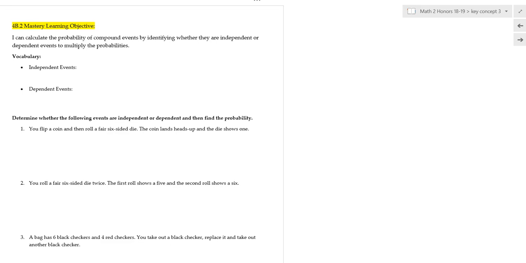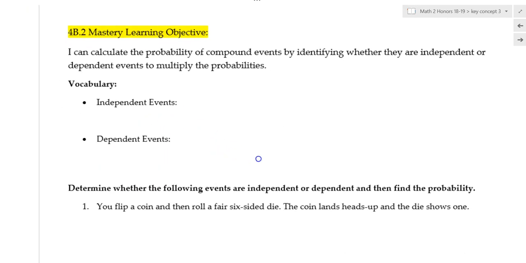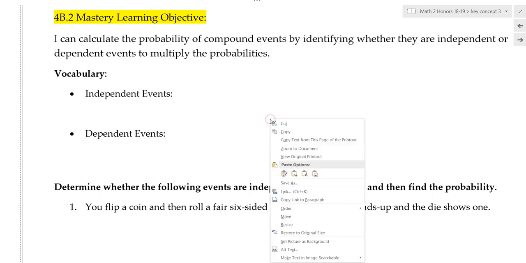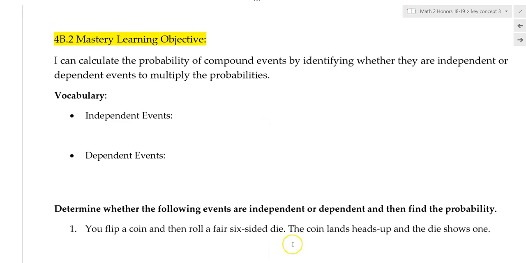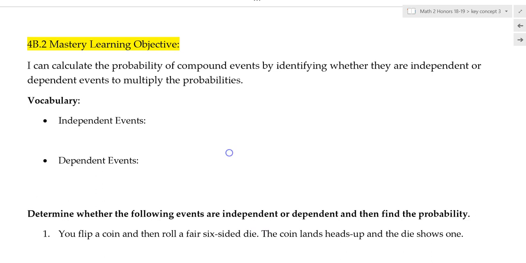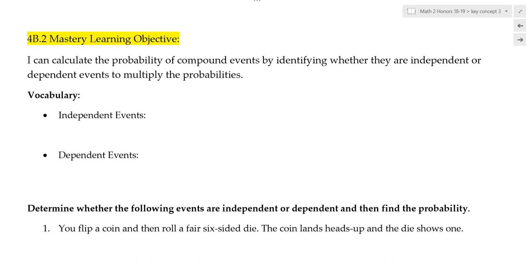All right, we are now looking at 4B.2. I can calculate the probability of compound events by identifying whether they are independent or dependent events. So we're looking at two more types of events.